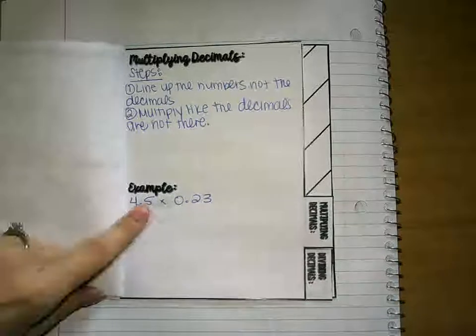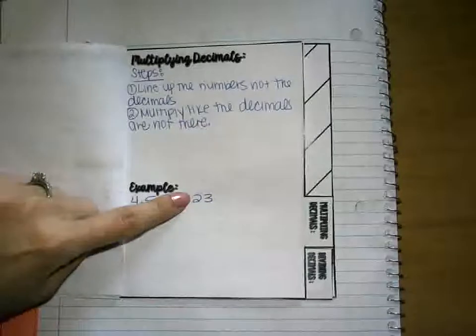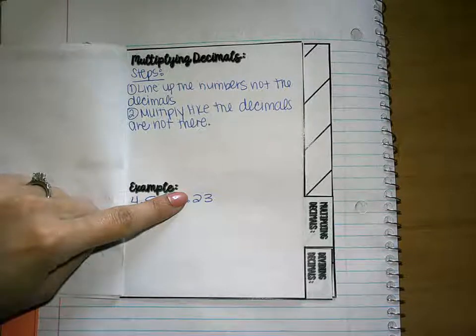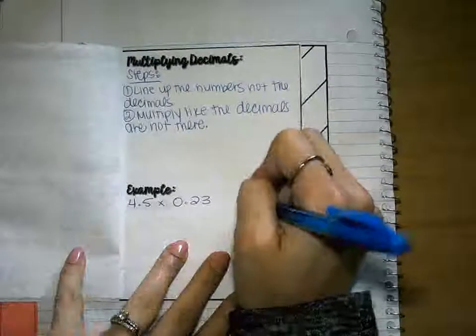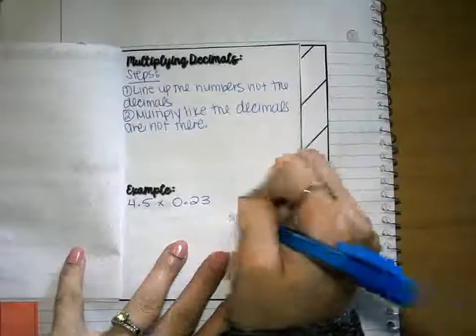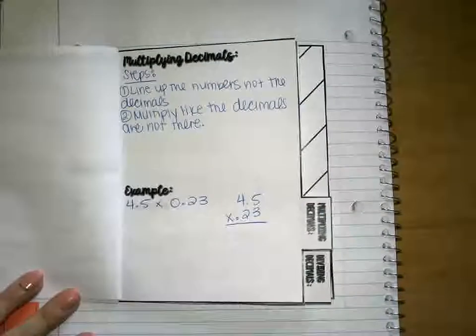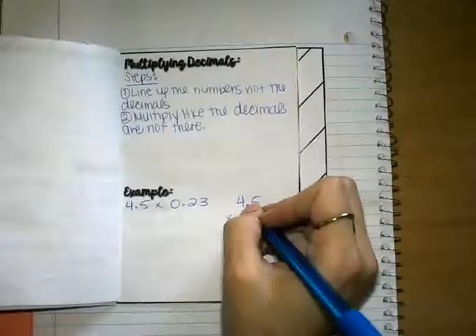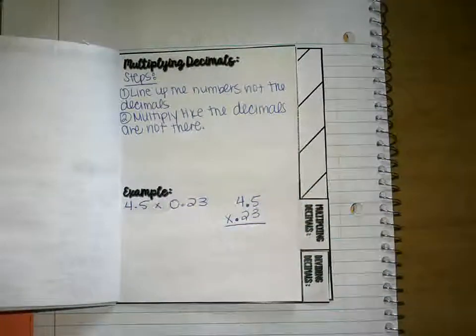How many numbers does 4.5 have? 2. We're going to pretend the 0 is not here. How many numbers does 0.23 have? 2. So does it really matter which one goes on top and which one goes on bottom in this case? So I'm just going to write 4.5 on top times 0.23. Notice, I lined up my numbers. Did I line up those decimal points at all? No. I have a decimal here and a decimal here. They are not lined up. Do not line up those decimal places. Line up the numbers.